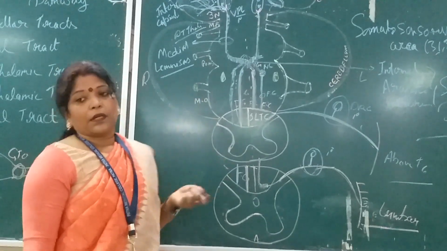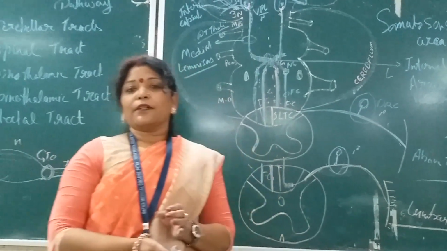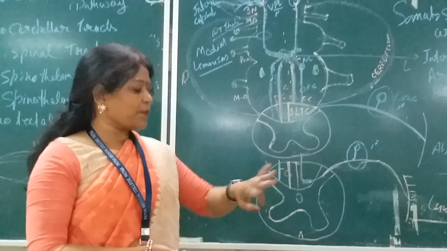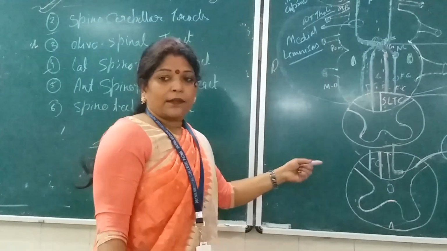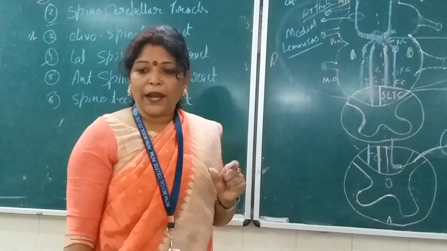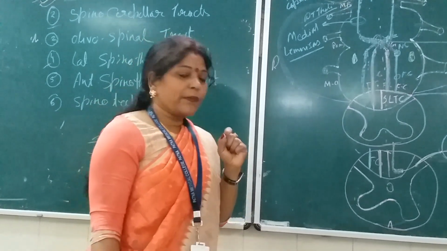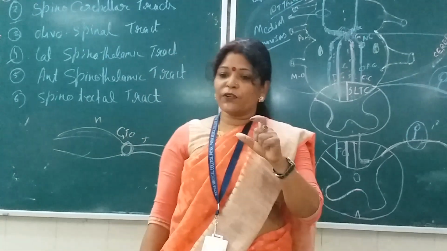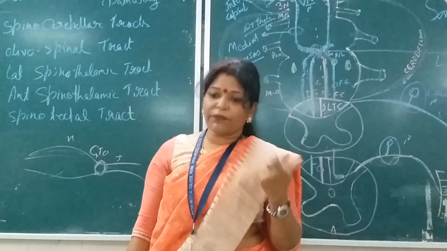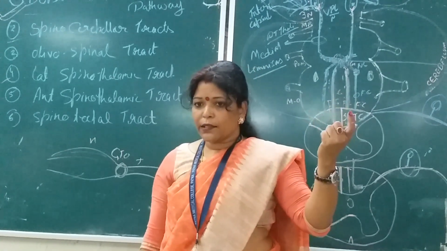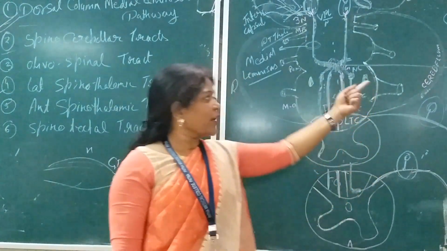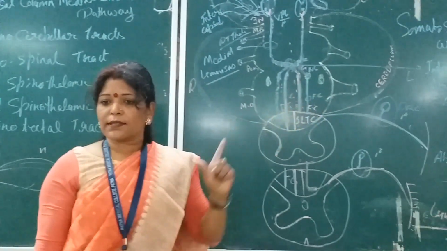So this was which tract? That is the dorsal column medial lemniscus pathway. Now come to the second one. These are the two terminologies here, spinocerebellar. That means the sensation which will be coming from the periphery will not go to the cortical area. It will not attain consciousness. Where will it reach? It will reach only up to the cerebellum.